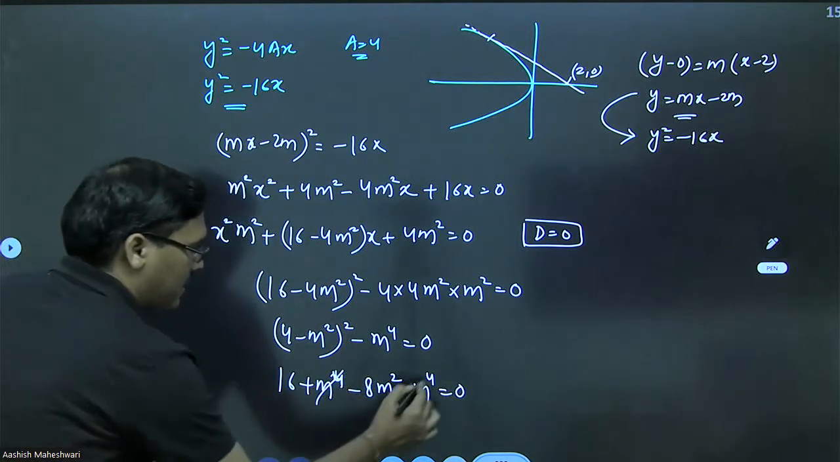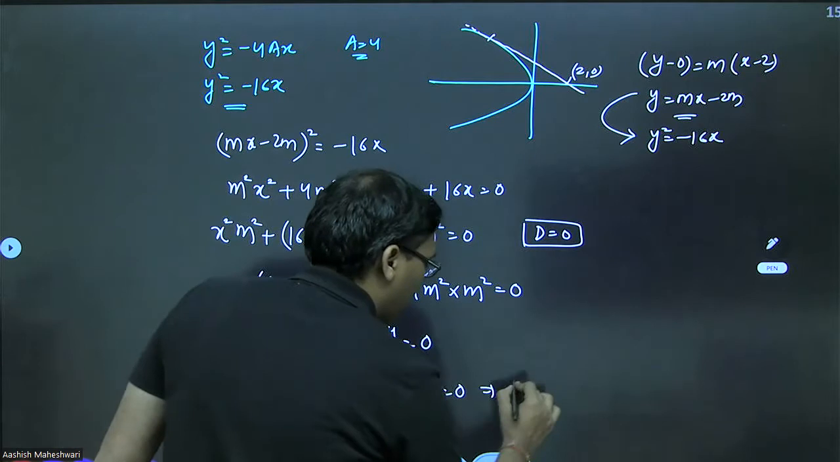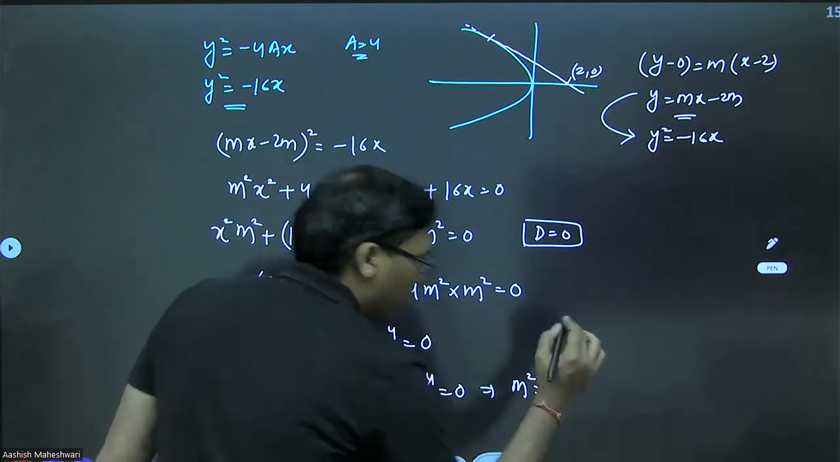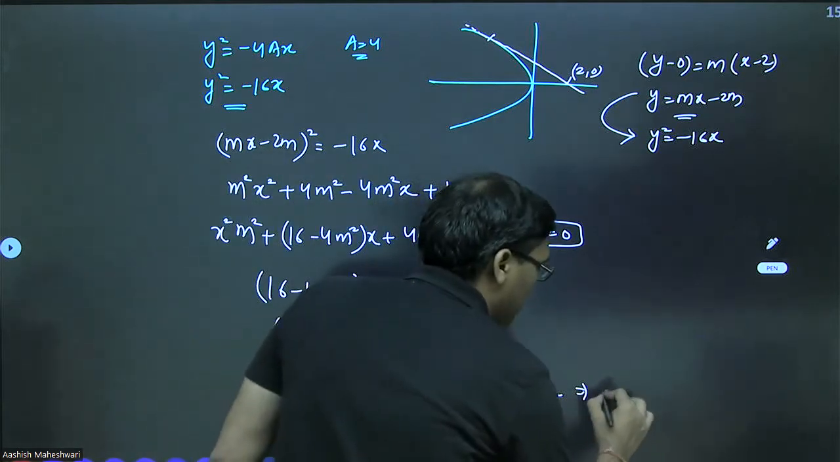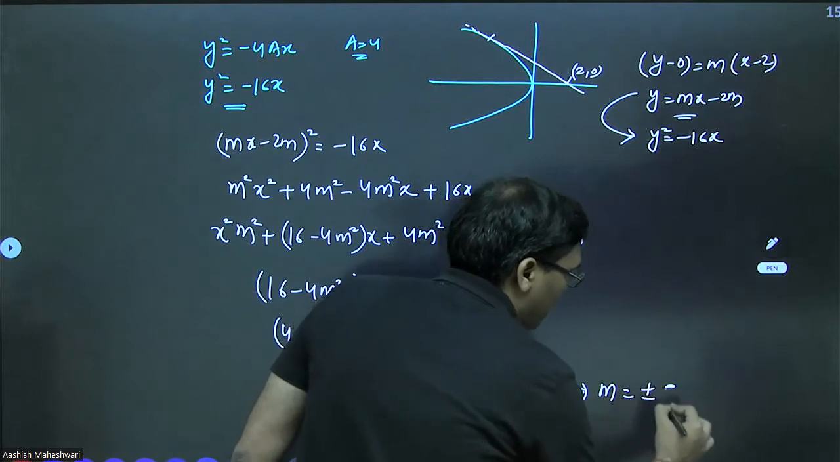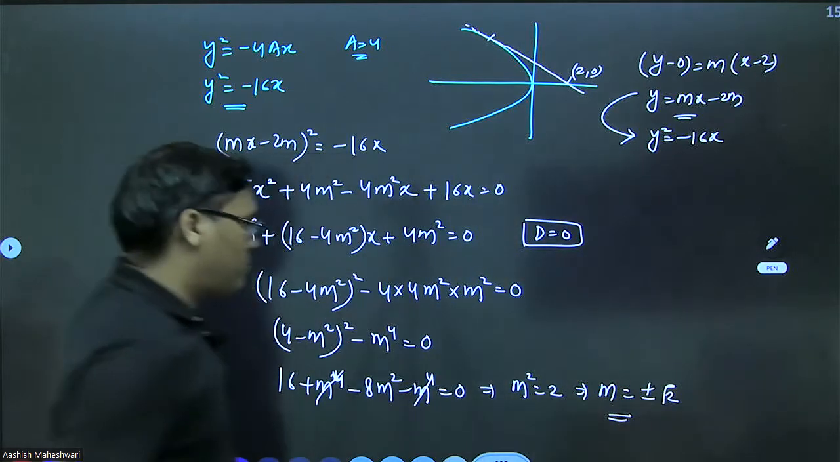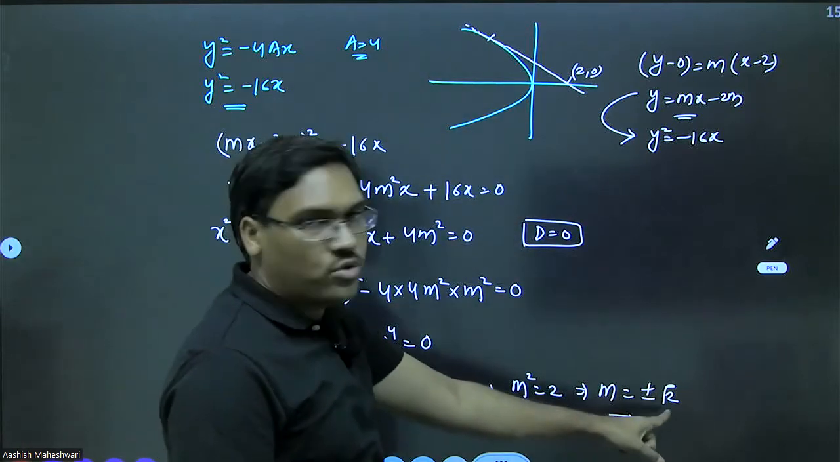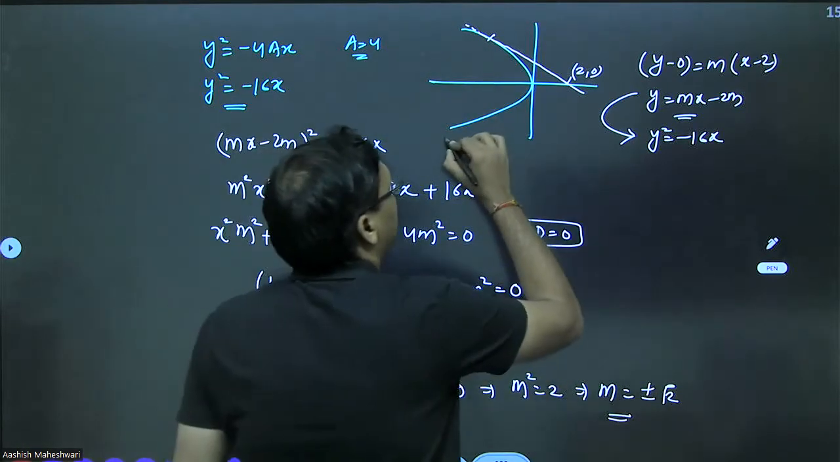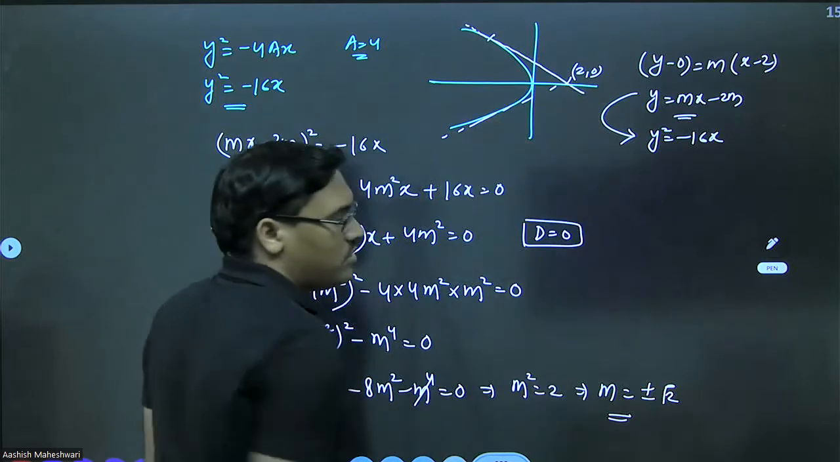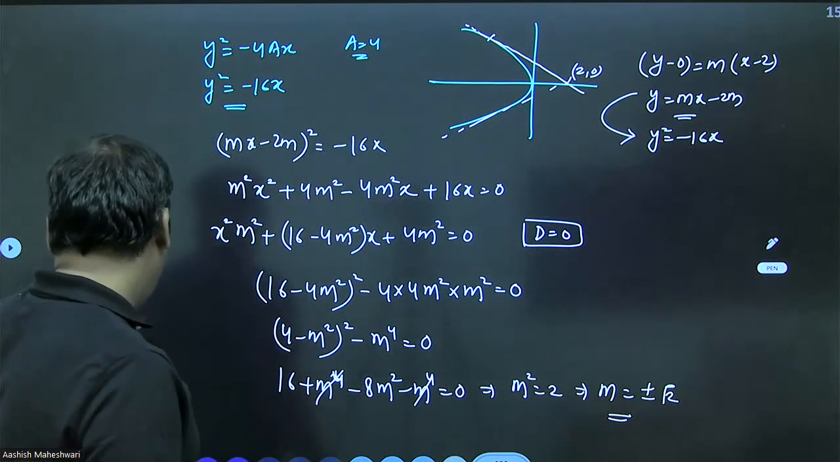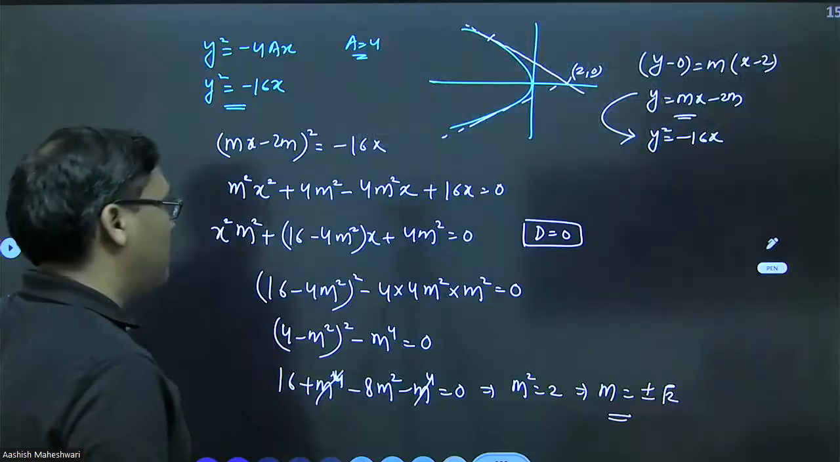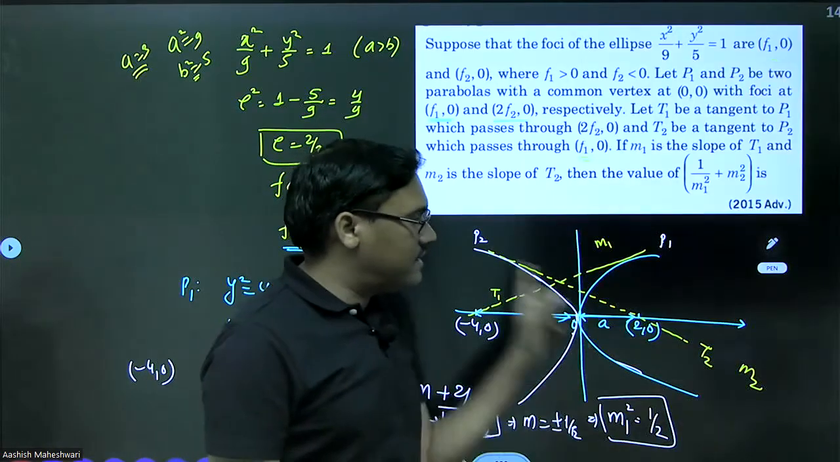So you can cancel this and you can find what is m square. M square is equal to 2. So what is m? M is equal to plus or minus root 2. So what is the slope of this tangent? Slope of this tangent, it is either root 2 or minus root 2 because we can have either this tangent also. So you can see here, wait, what is the slope of this line? This is, let's say, m2.